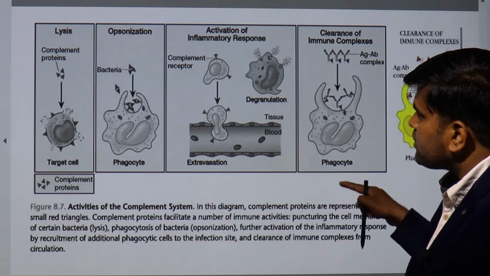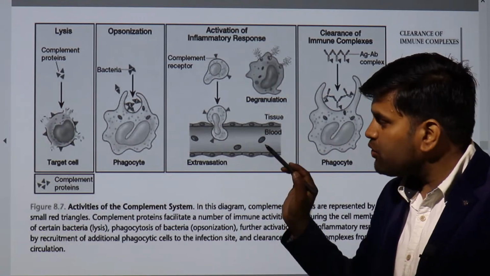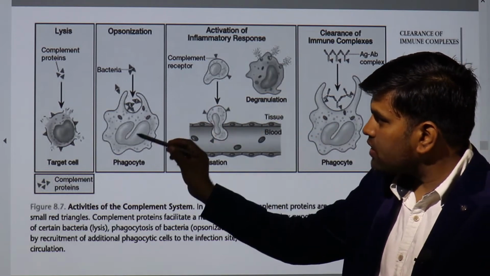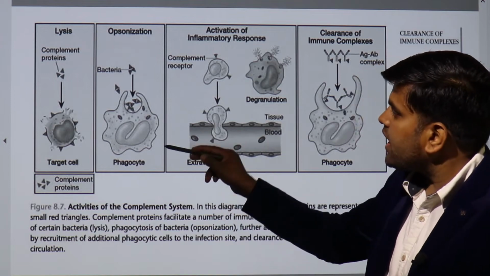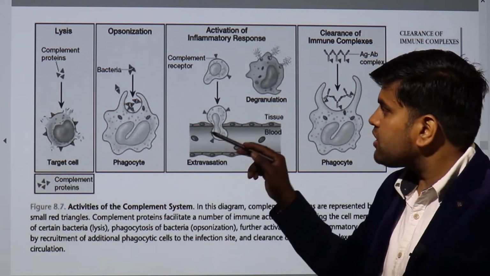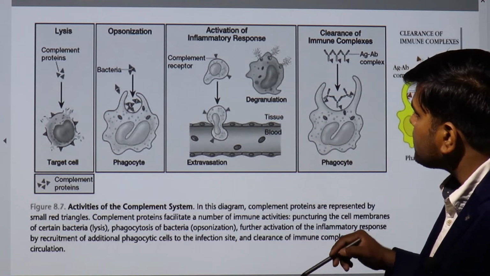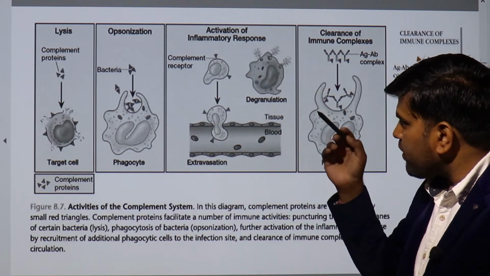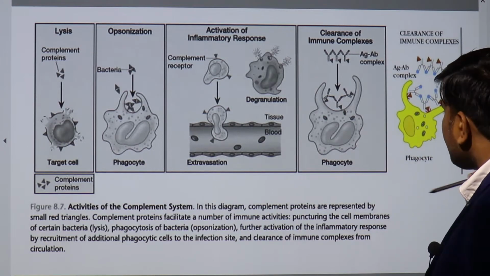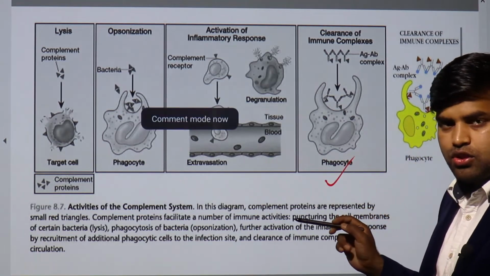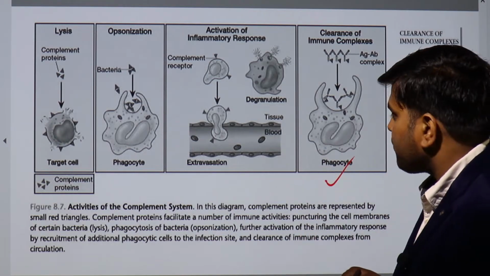As well. Now let's finalize. For the final time, we discuss the functions of complement. It has lysis, that is, complement proteins cause the lysis of the cell. They can also help in opsonization. The activation of the inflammatory response brings chemotaxis, all the phagocytic cells towards it, and they also cause the clearance of the immune complexes. So these functions are very important. These complement proteins are very important for us.